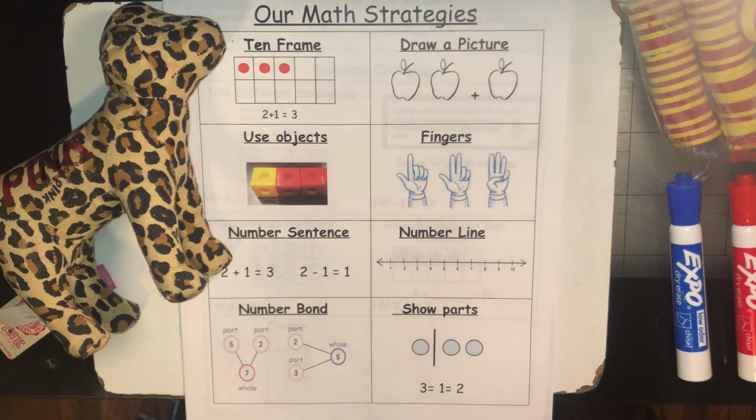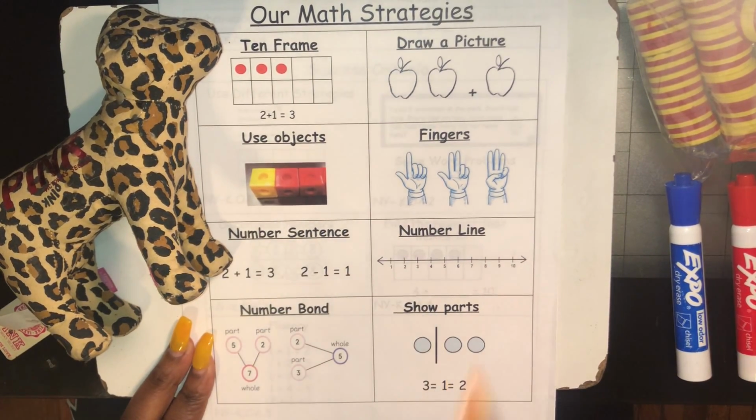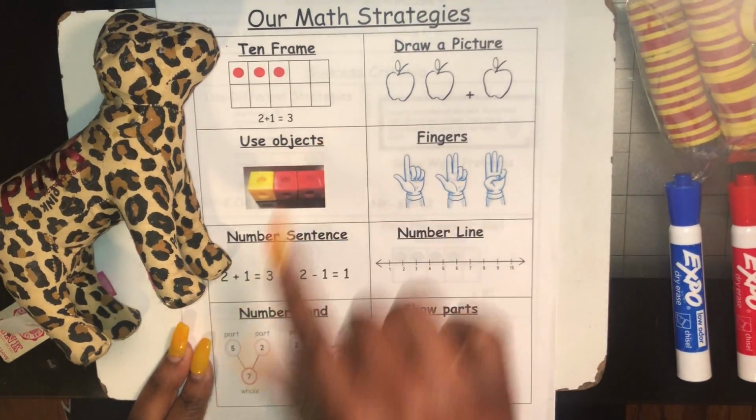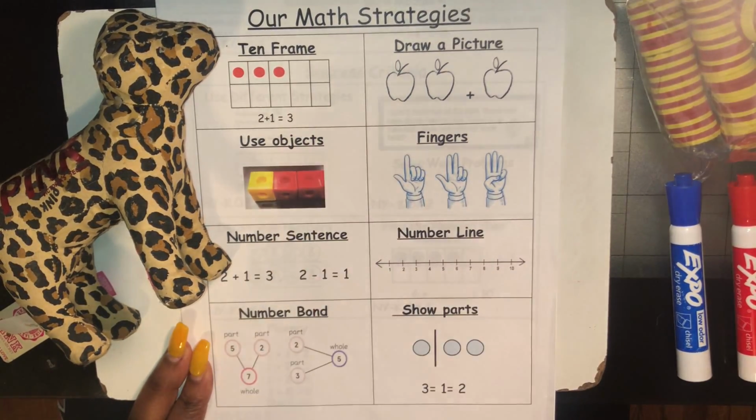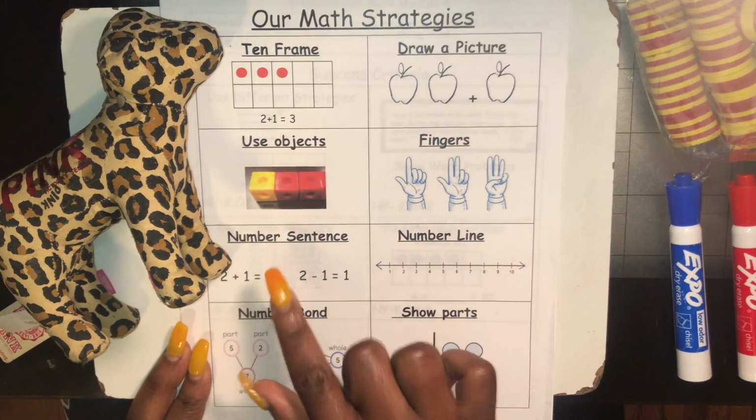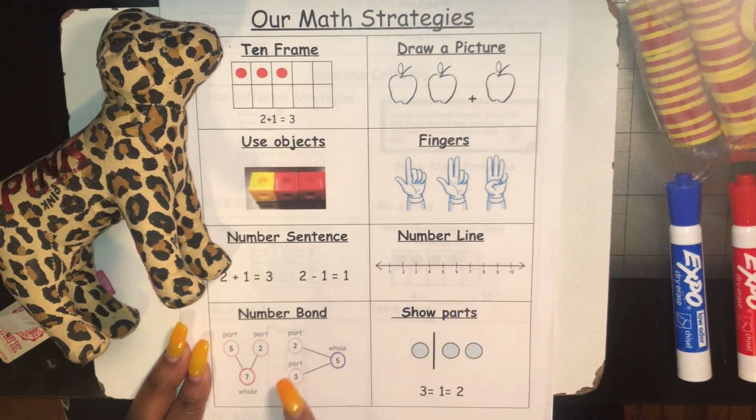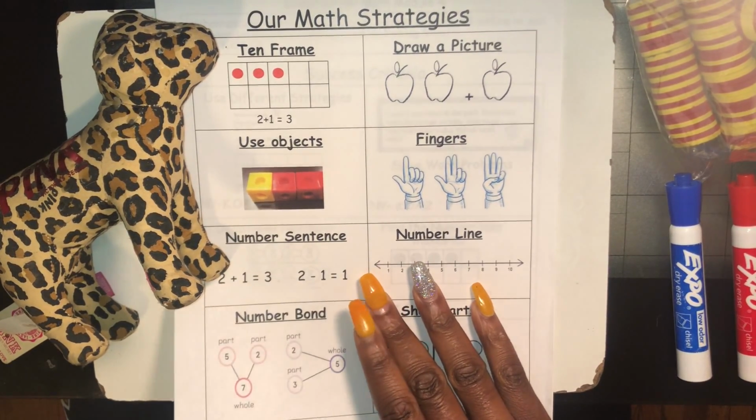Okay, boys and girls, let's get ready to do some math. As a reminder, here are all your math strategies that you should be practicing every day. Your teacher already assigned you one of your goals, so make sure you're working on whichever strategy your teacher assigned you to, okay? That's using a tens frame, drawing a picture, using your fingers, using objects, using a number sentence, a number line, a number bond, and showing parts. All right, you can use these strategies, especially when you're doing POD every day.